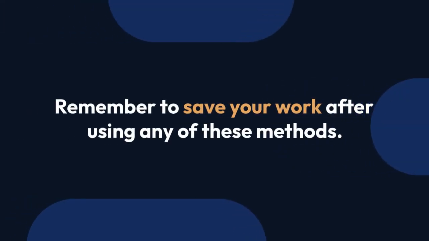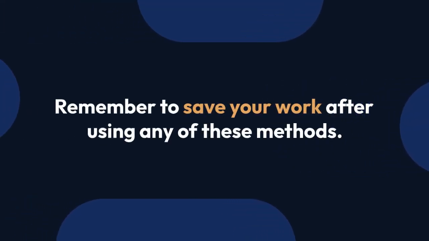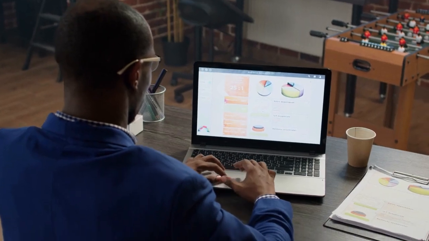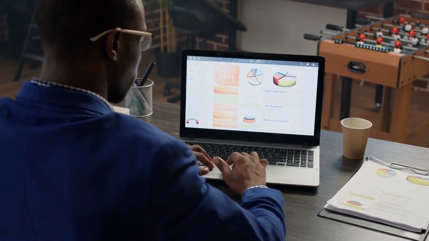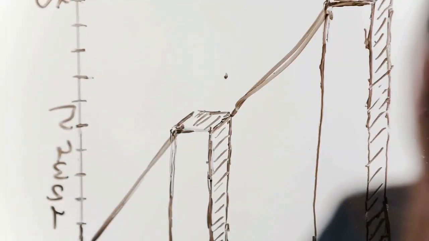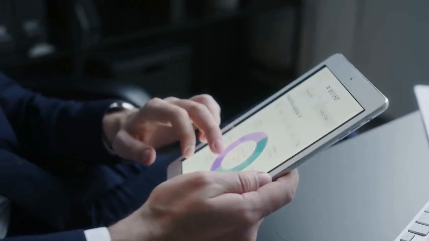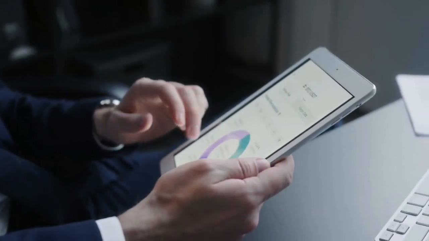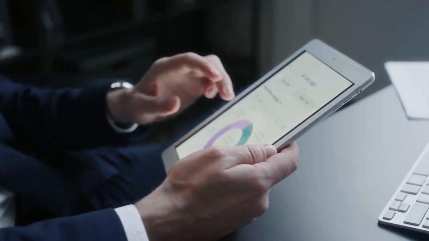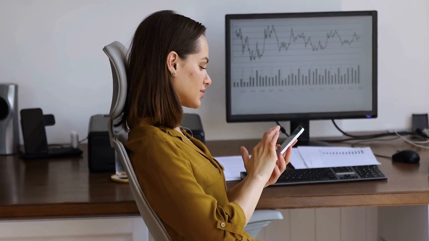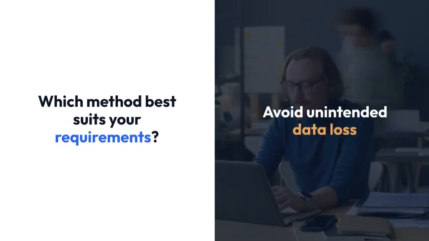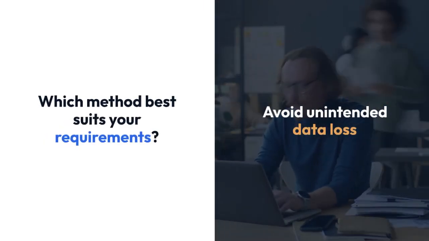It's important to remember to save your work after using any of these methods. These 4 methods provide different ways to remove spaces depending on your exact needs. Remember to always back up your data before making any significant changes, and test these functions on a small sample of your data first to ensure they are working as intended before applying them to your entire dataset. Consider carefully which method best suits your specific requirements to avoid unintended data loss.